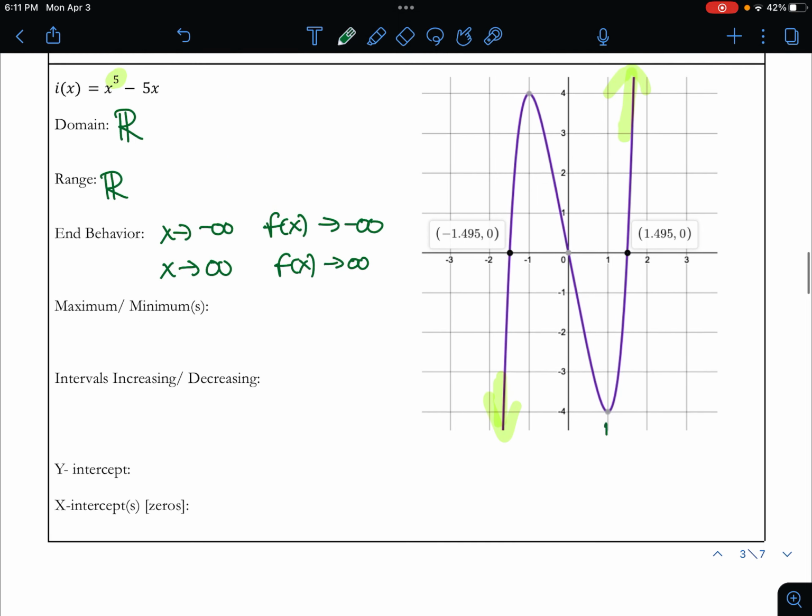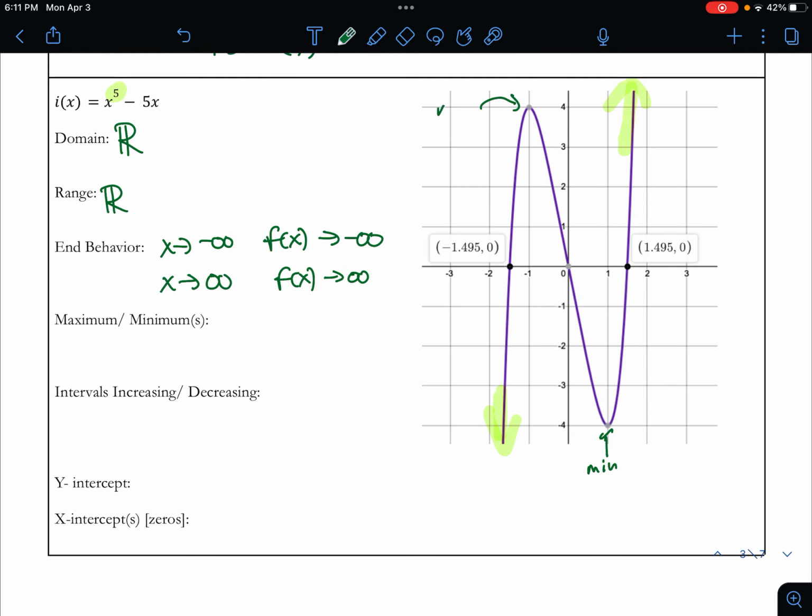We have some relative maxes and mins. So here we have a min, here we have a max. Using the graph, we can say that our relative max is at negative 1, 4, and our relative min is at 1, negative 4. Very nice symmetry.